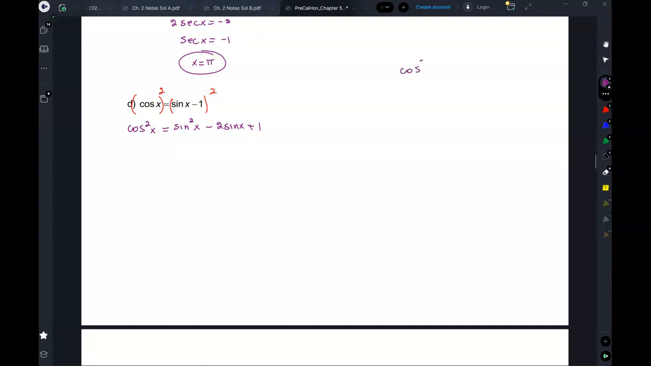Okay? It's sine squared x plus cosine squared x equals 1. So cosine squared x is 1 minus sine squared x. Okay, right? Equal to sine squared x minus 2 sine x plus 1. So look, the ones here, they go away, right? Because you could do minus 1, they go away. Now what would I do here?